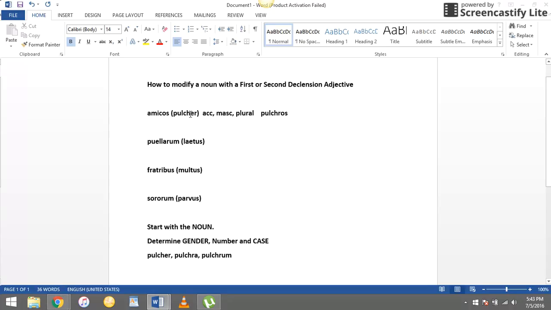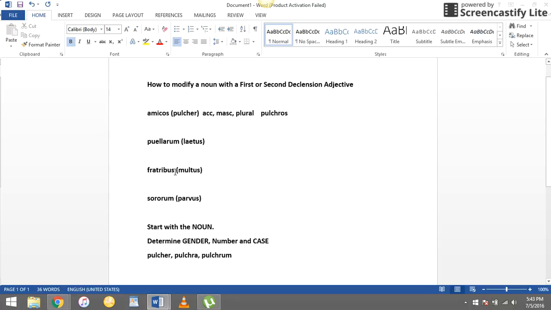Now, what happened to that E right there? Well, in your vocab, you can see that only this form has the E. The rest of them have the stem pulchr and then an ending. So that's where we got the stem. Let's do another one. Remember, any noun or any adjective can modify any noun. So all of these adjectives that we're learning here are first and second declension adjectives.